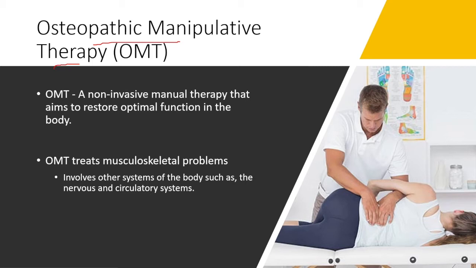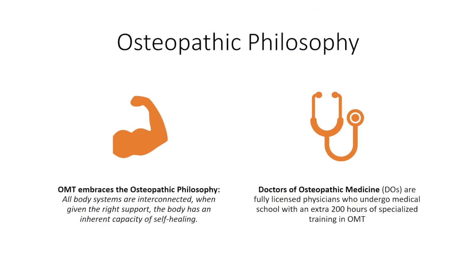OMT is a non-invasive manual therapy that aims to restore optimal function in the body. Like massage, OMT treats musculoskeletal problems. However, it also works on targeting other systems of the body, such as the nervous and the circulatory systems. OMT embraces the osteopathic philosophy that all body systems are interconnected, and when given the right support, the body has an inherent capacity of self-healing.